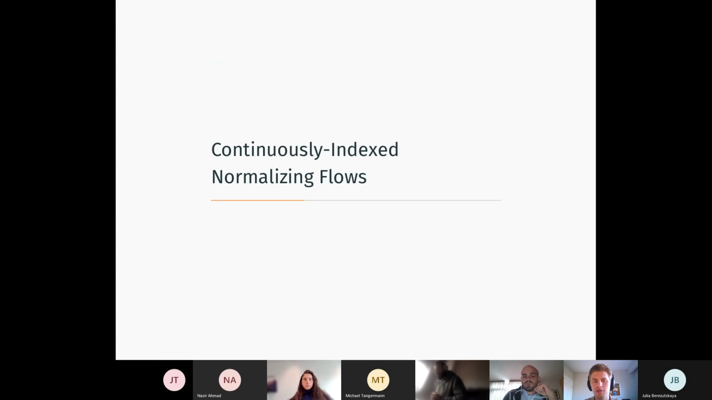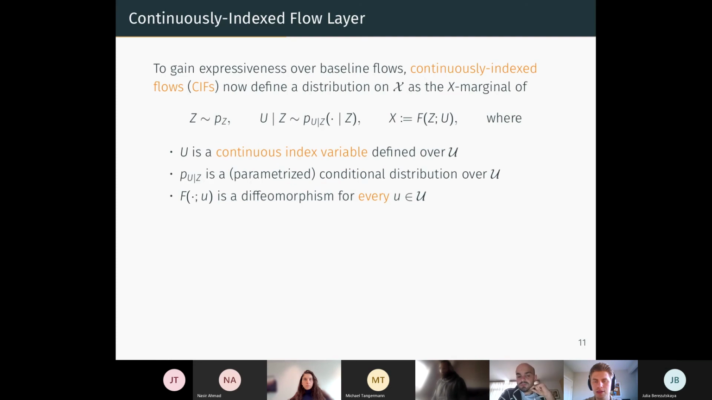So we want to hopefully clean this up. And how would we do that? Well, we could use continuously indexed normalizing flows. So let's just present the model first of all.